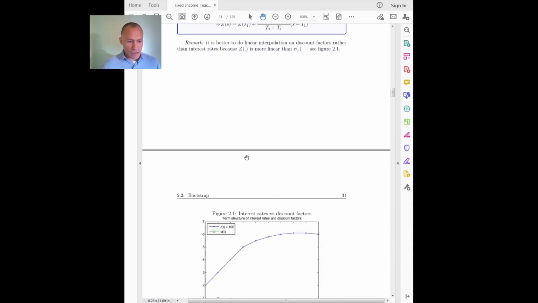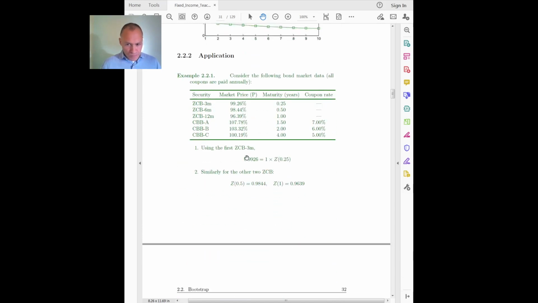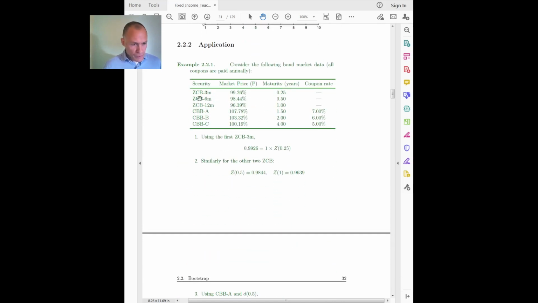Let's see this with an example here. I have 3 zero coupon bonds, so 3 treasury bills with 3, 6, and 12 months maturities, and then I have 3 coupon bearing bonds, A, B, and C, with maturities of 1.5, 2, and 4 years, and the corresponding coupons. The idea is the following. I'm going to start with the first zero coupon bond, and immediately from the price I get the discount factor for 3 months. Then from the next one I get the discount factor for 6 months, and then the discount factor for 12 months. That's immediate.